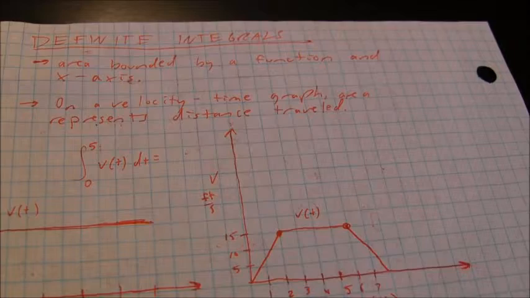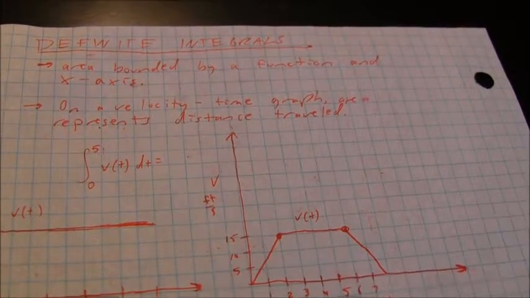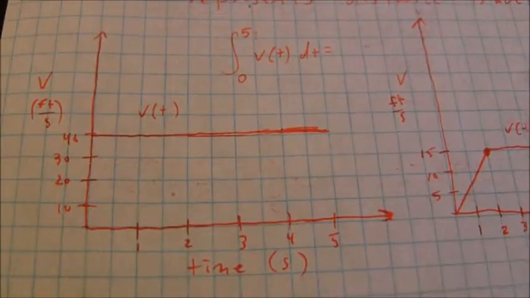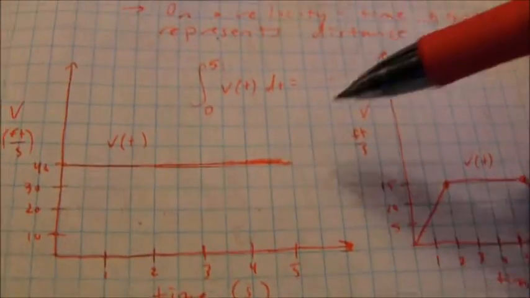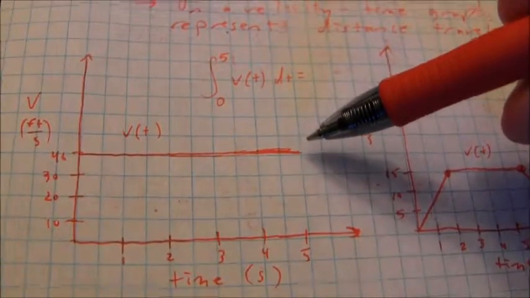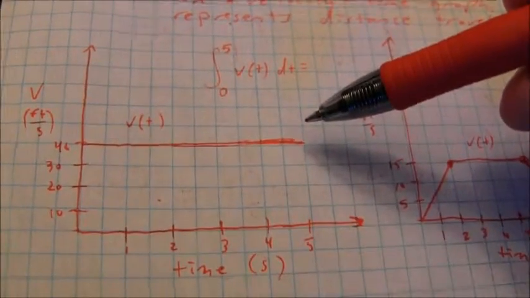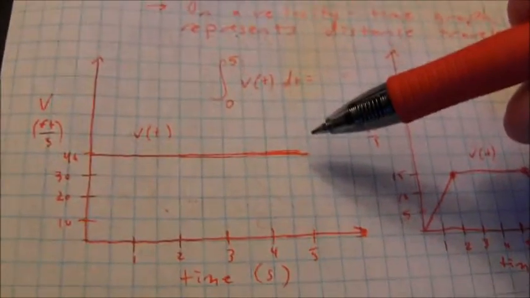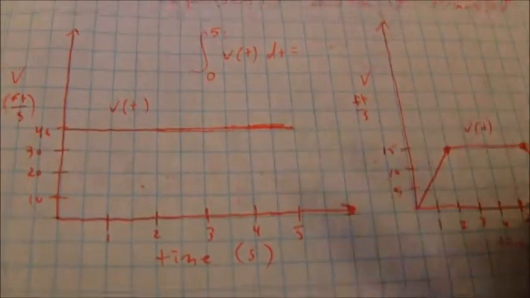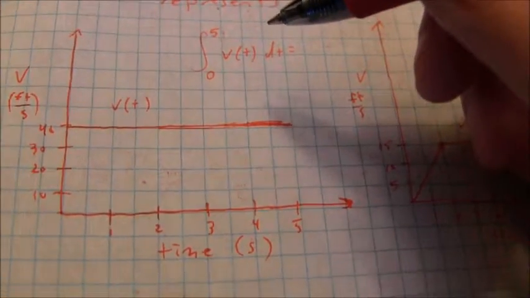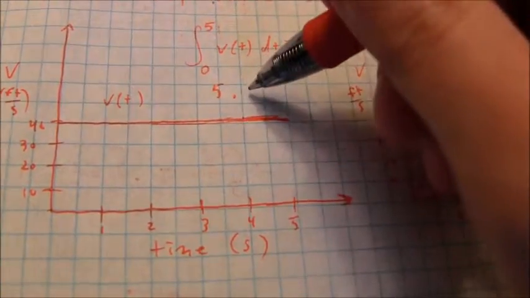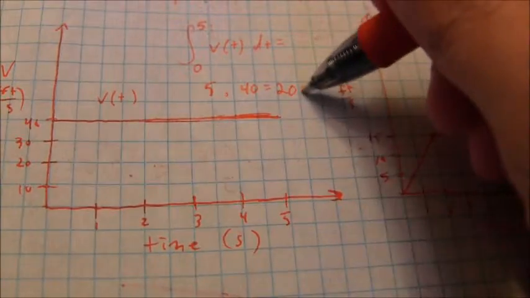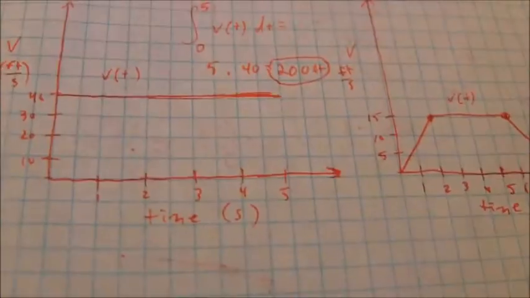Specifically on a velocity time graph, this area under the curve ends up representing the distance traveled. For example, this first graph here, notice this is a velocity time graph, and there's constant velocity. The constant velocity here is 40 feet per second. So think about it. If you travel 40 feet per second for 5 seconds, that means every one of those 5 seconds you travel another 40 feet. Well, we know that you can take velocity times time and get distance. And so really you can just take 5 times 40 and you travel 200 total feet.